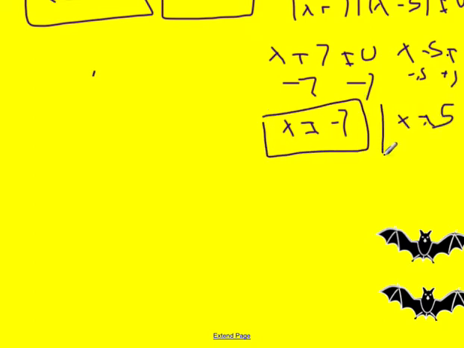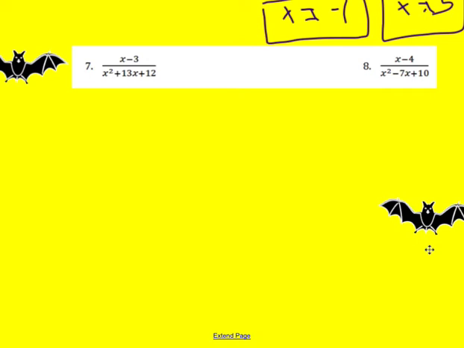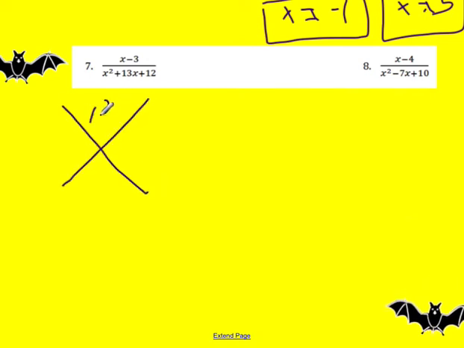So x is not negative 7, and x is not 5. All right, so let's take a look at number 7 now. For number 7, we're going to factor. So I'm multiplying to 12 and adding to 13. What multiplies to 12 and adds to 13? Well, that's just going to be 12 and 1. So I end up getting x minus 3 divided by x plus 12 and x plus 1.